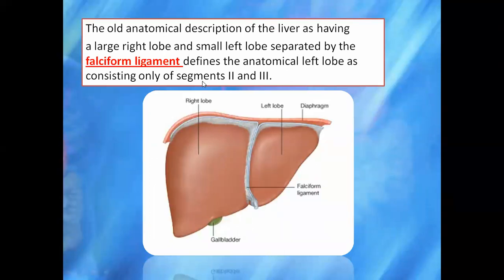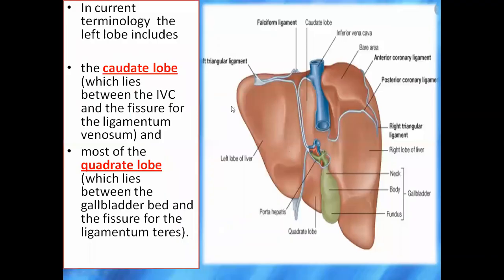The old anatomical description of the liver as having a large right lobe and a small left lobe separated by the falciform ligament defines the anatomical left lobe as consisting only of segments 2 and 3. But now in current terminology, the left lobe also includes the caudate and the quadrate lobes. The caudate lobe lies between the inferior vena cava and the fissure of the ligamentum venosum, while the quadrate lobe lies between the gallbladder and the fissure of the ligamentum teres.